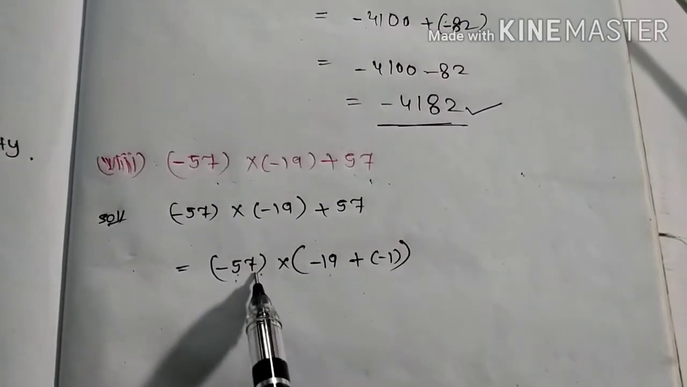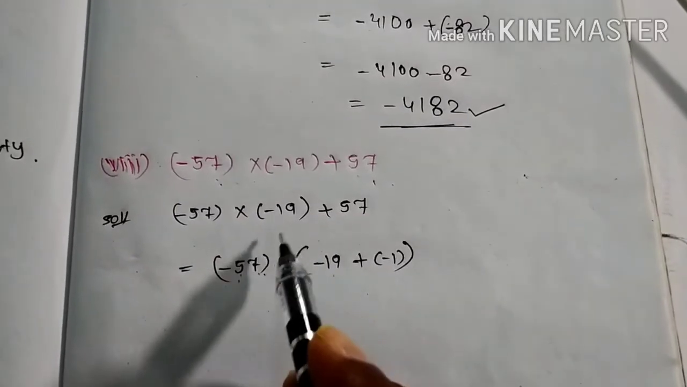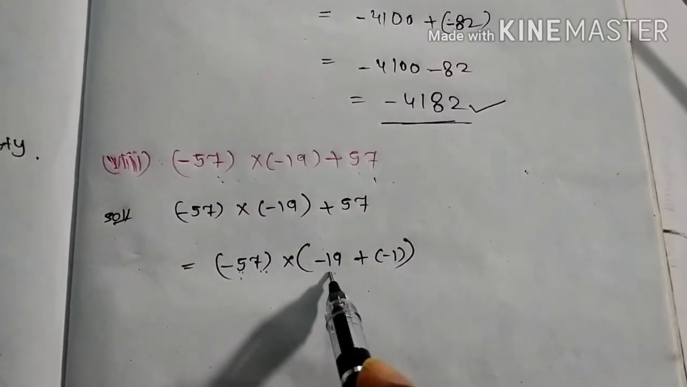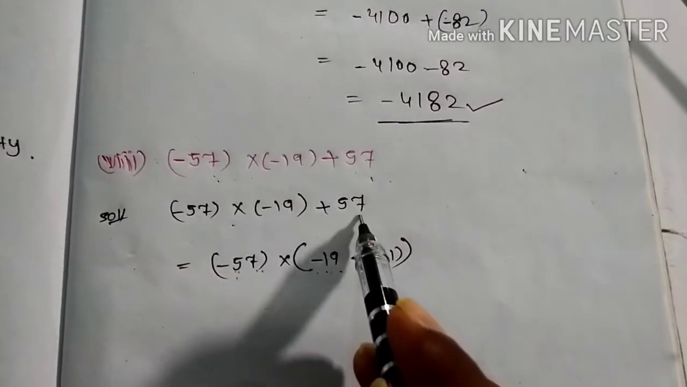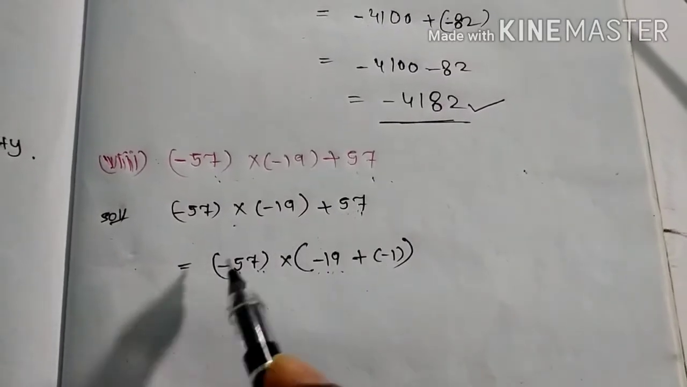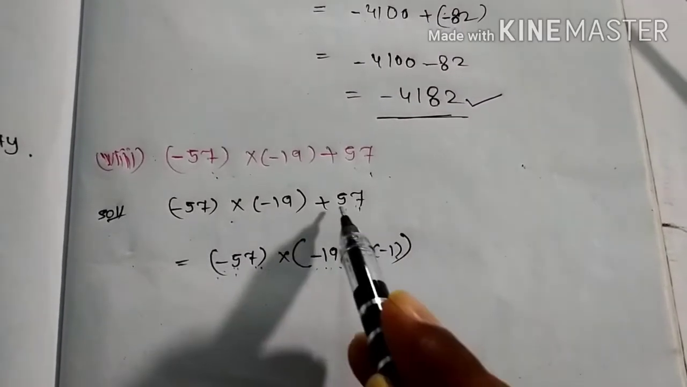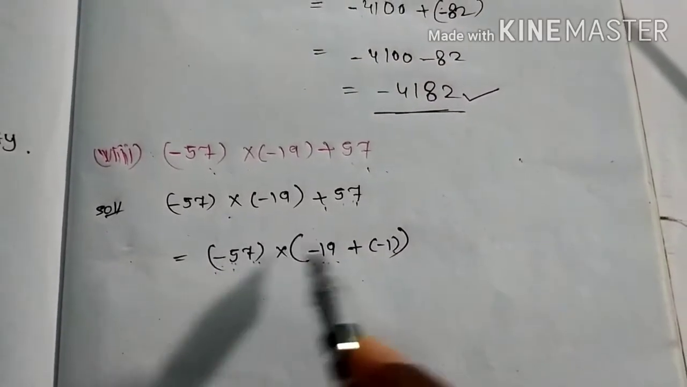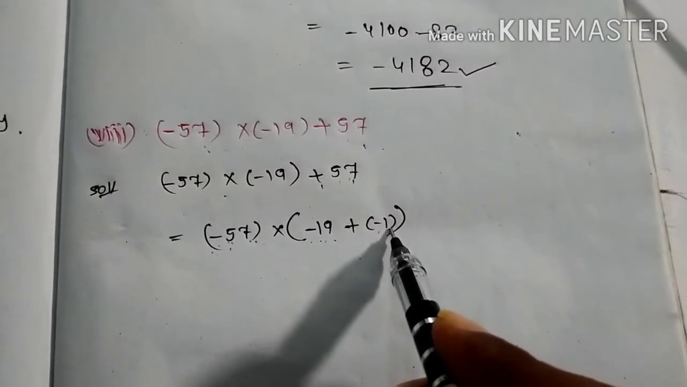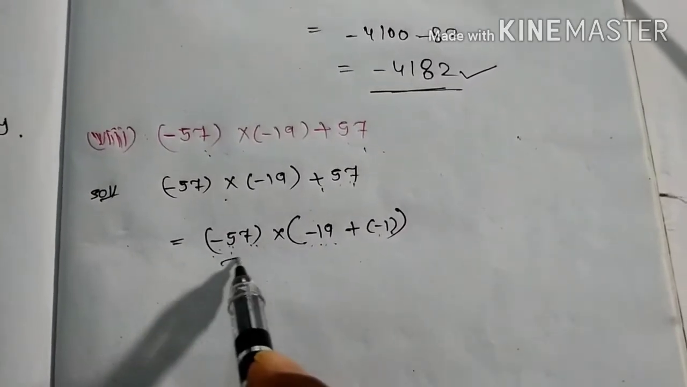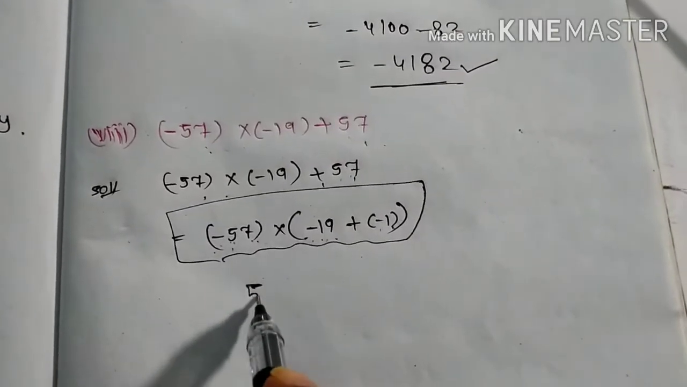If I am taking minus 57 as common, then I should write minus 57 here, and the rest of the thing you can write here: minus 19. Yes or no? Minus 57 into minus 19. See, internally what you have here is 57, but I am taking minus 57 as common. If I write minus into minus, you will get plus or not? Yes, so for that purpose I am writing here minus 1. Is it okay? If you are facing difficulty, you can take 57 as common, your wish.